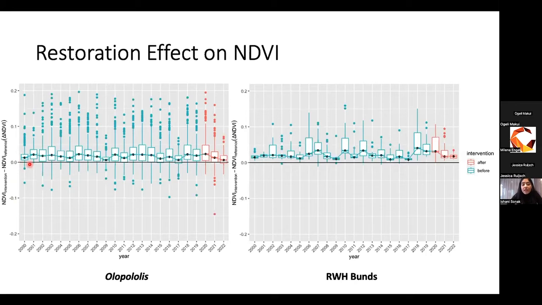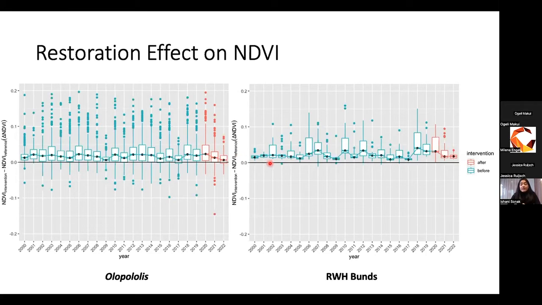So if you see a point on 0, it means there was no difference inside or outside the Olopololis. However, we observe here that all the dots are above 0, implying the NDVI was always higher inside the Olopololis versus outside the Olopololis. And here when you see the red line, it is post the intervention, so it's post 2019. 2019 onwards, we do not see particularly an increase. However, we still do see that all the points are above 0, implying that the Olopololis had a higher NDVI.